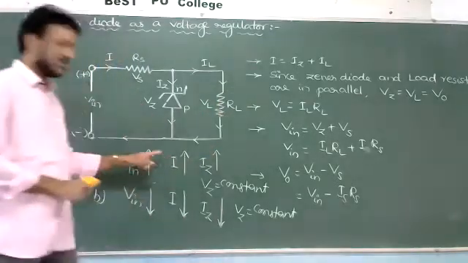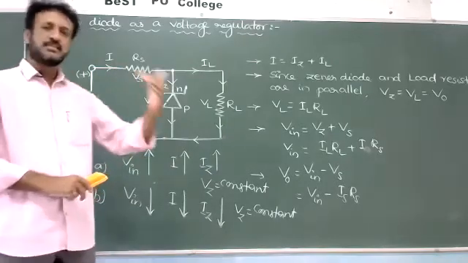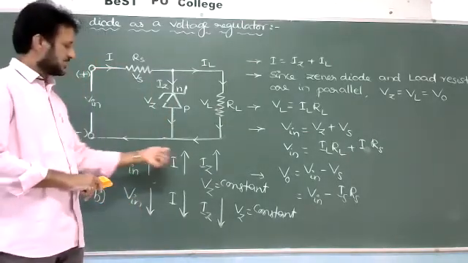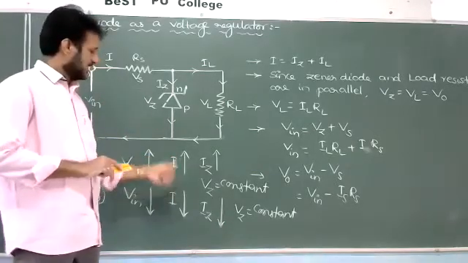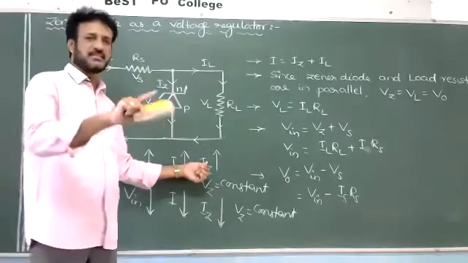So observe these two cases. In the first case, voltage increases. Second case, voltage decreases. But here, in the first case current increases, in the second case current decreases. First case, current through the Zener diode increases.